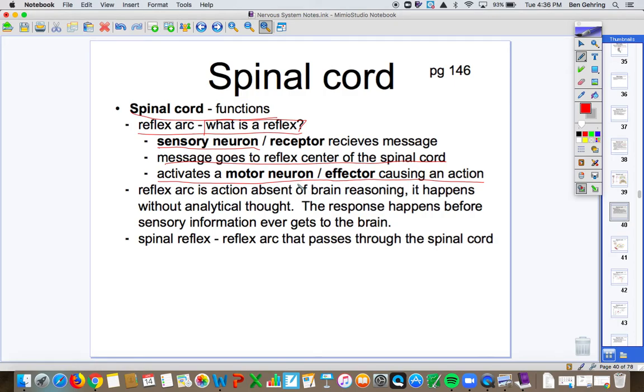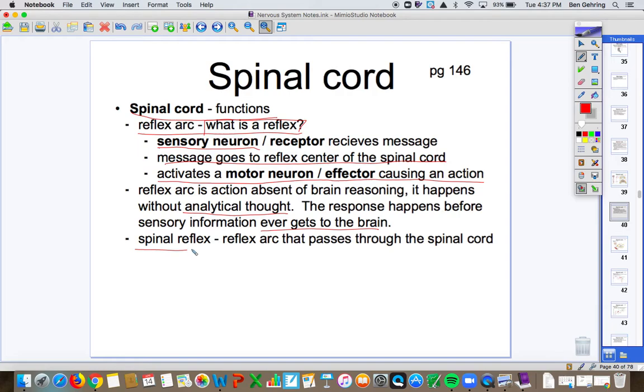This never gets to your brain. So your brain does not make the decision on your reflexes. When they hit you in the knee, that signal never got to your brain to say kick. It happens without any analytical thought. The response happens before sensory information ever gets to the brain, so it's sent from the spinal cord.